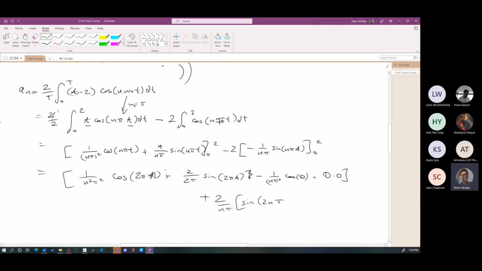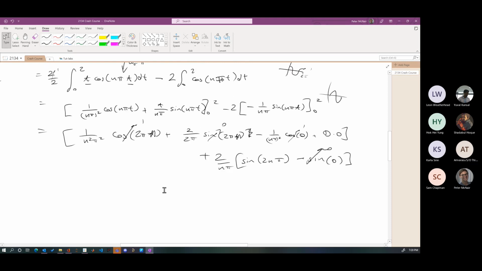Sorry, these are all n's. Minus sine of 0. So all of our sines are going to go to 0. Sine of 2 pi n also going to go to 0. Cos of 2 pi n, remember any multiple of 2 pi, it's going to go to 1. Cos of 0 goes to 1.